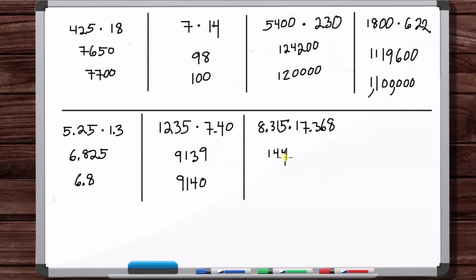$144.415. Okay, this has 4 significant figures. This has 5 significant figures. So we're going to round to 4 significant figures. 44.4.